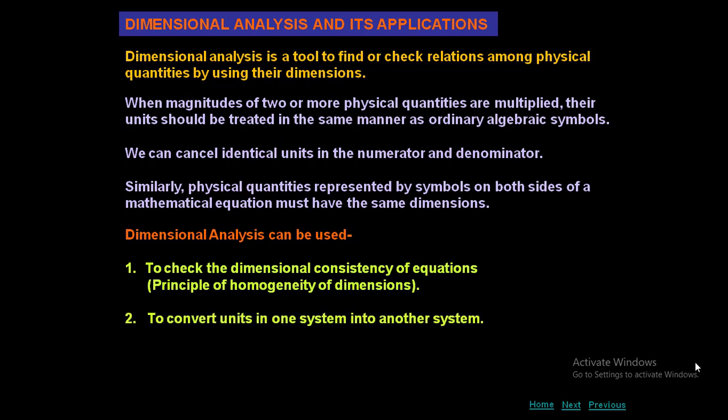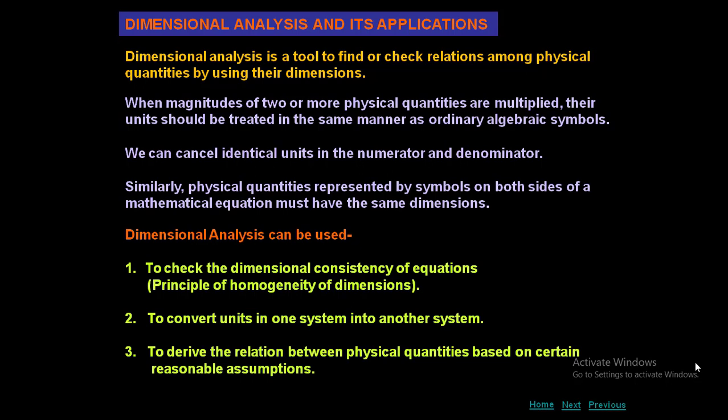Second one, to convert units in one system into another system. Whenever you want to convert one system of units into another system of units, like from SI to CGS or CGS to SI, then we are going to use dimensional analysis alone. Three, to derive the relation between physical quantities based on certain reasonable assumptions. So by assuming a few conditions, we are going to derive the relation among different physical quantities. So these are the three applications which are very, very important, not only for learning but also from the exam point of view.